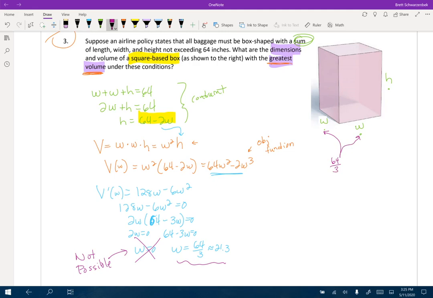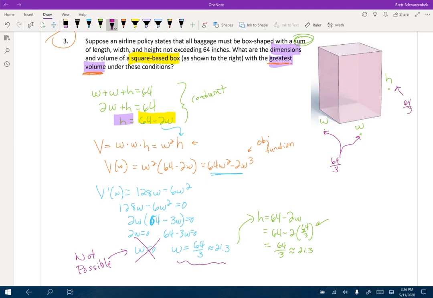Okay, so just like last time when we had X, we went back and we found Y. Well, now we have W, so we need to go back and we need to find H. So just like we've been doing, H is equal to 64 minus 2 times W. So it's equal to 64 minus 2 times 64 thirds. If you put this into the calculator, believe it or not, you're going to get 64 thirds again as your result. I know that looks bizarre, but just plug this into the calculator and you get 64 thirds. So what does that mean? That means that we also need a height of 64 thirds.